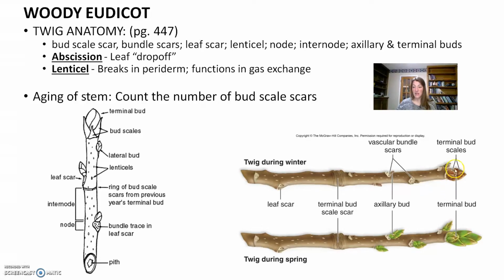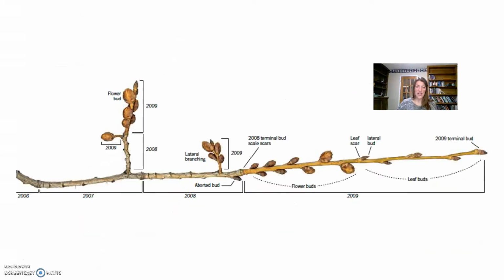But when it becomes winter, it dries out and will fall off and leave a scar. It's pretty neat. So here's just an example. It has to be attached to a tree for you to know exactly how old it is. But if you just pick up a twig, you say, well, at least this twig has been around for so many years.